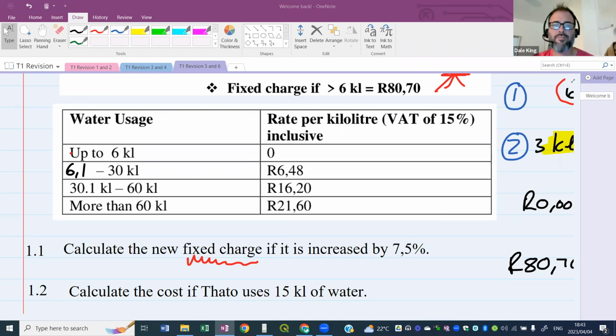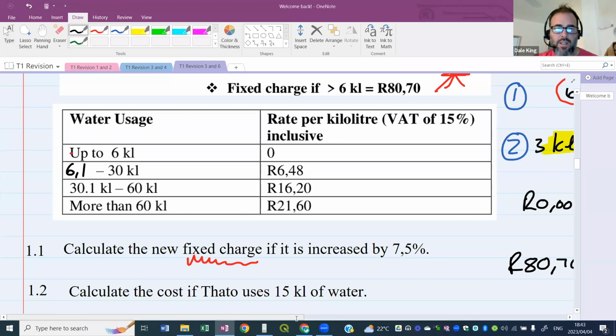Yes, if you read the top, it says fixed charge if greater than 6 kiloliters. So in the question, is that value more than 6 kiloliters? If so, yes. There we go. Thanks, Sonia.